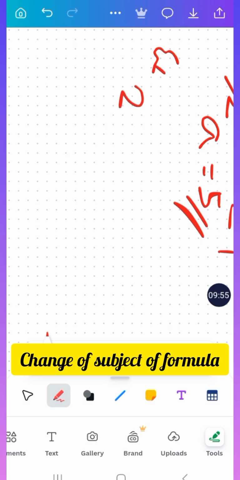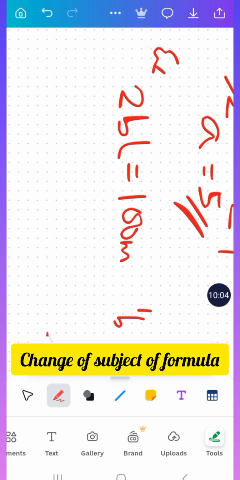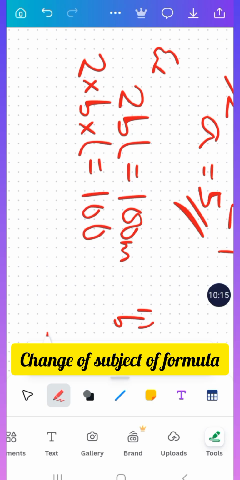You have 2BL equals 100m, and we have been told to make B subject of the formula. If you look at your 2BL, it's the same thing as 2 times B times L, a multiplication problem, equals 100m. And they ask me to make B subject of the formula. What are those things disturbing my B? I have 2 and I have L that are joining B by multiplication. So to get rid of them, I'll use a division.